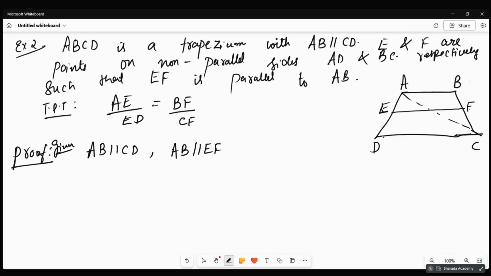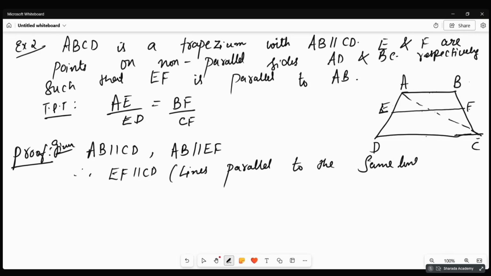Since AB is parallel to CD and AB is parallel to EF, that means what? EF should be also parallel to CD. Correct? Therefore, EF is parallel to CD. Okay, correct now. So write that. What is the reason? Lines parallel to the same line are parallel to each other. Yeah, it's required.